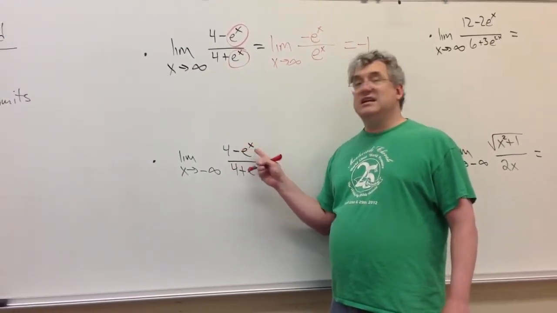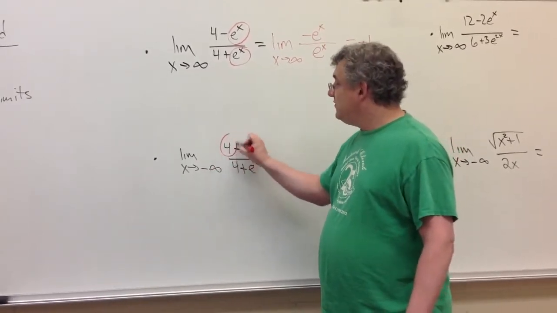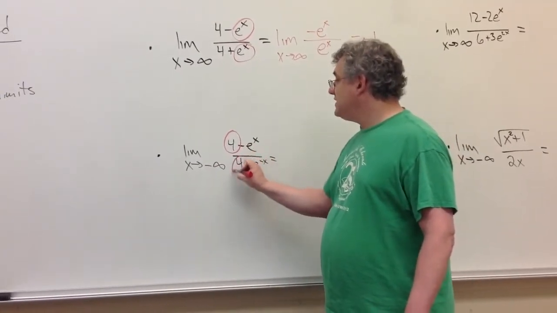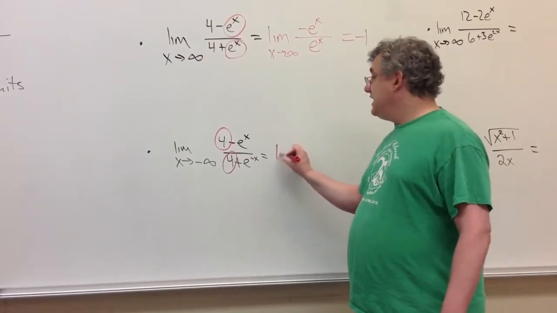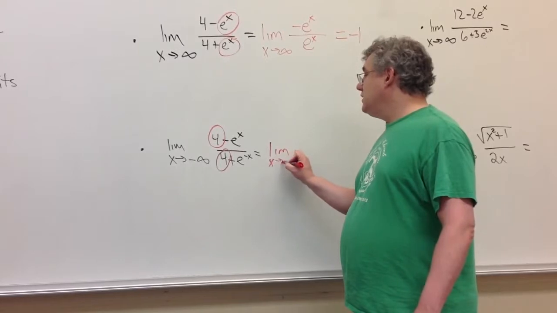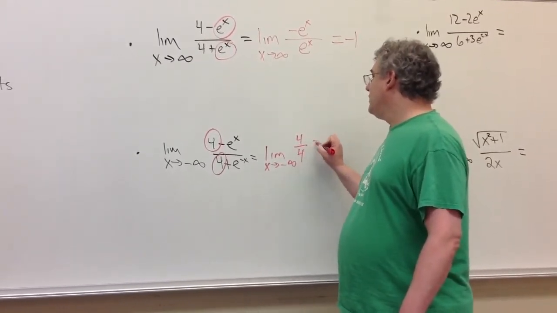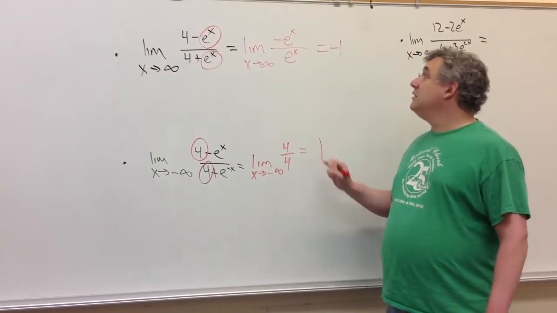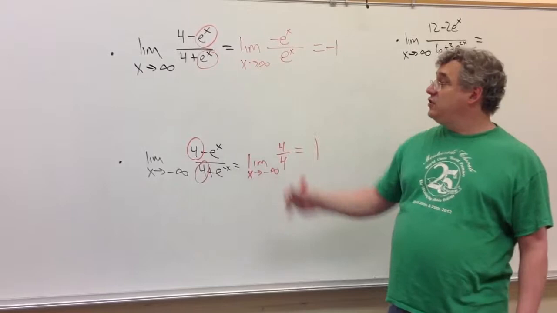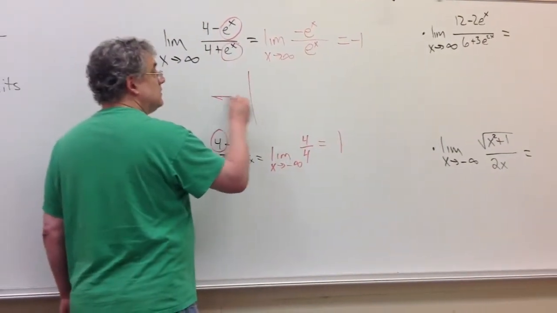So now the significant term has moved. On this side, the significant term is this 4. Likewise on the bottom. So this limit is the same as the limit as x goes to minus infinity of 4 over 4. Notice how it's different. That's 1. If you graph this, it has 2 horizontal asymptotes.